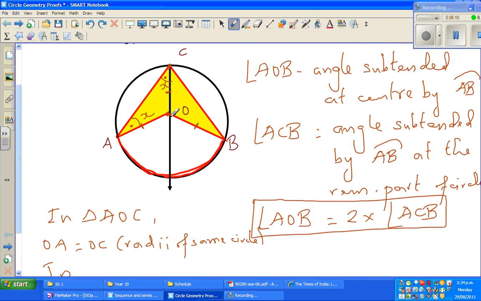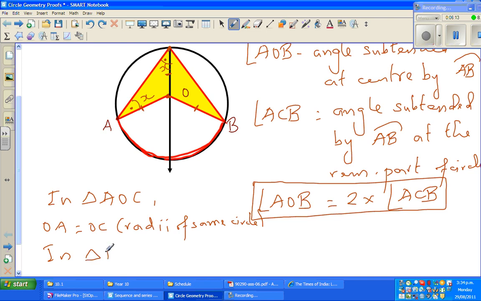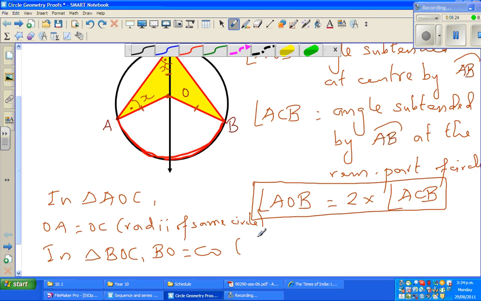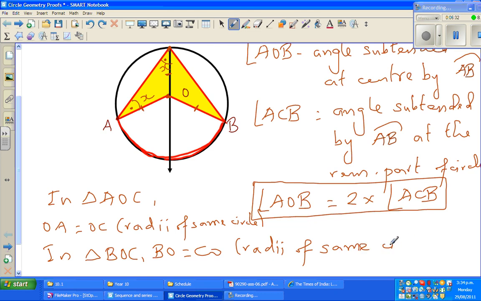Now in triangle BOC, which two sides are equal? Can I say BO is equal to CO? Again, why? Because they are radii of the same circle. If two sides of a triangle are equal, then the base angles of this triangle are equal. If the value of this angle is y, the value of this angle would also be y.